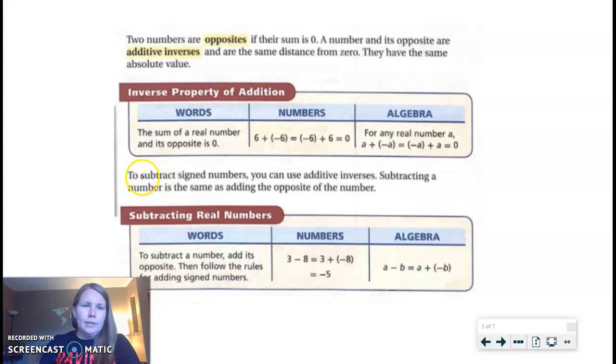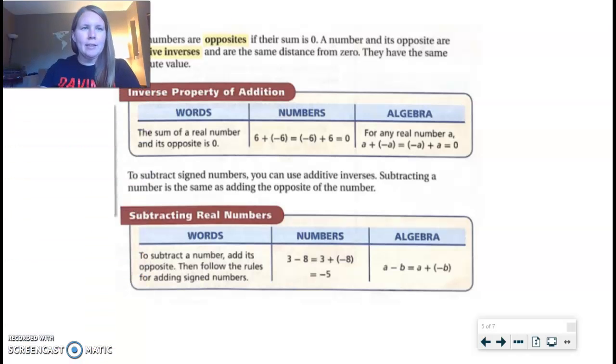Okay. Then, here are our subtraction rules, so we can continue practicing our subtracting. It says to subtract signed numbers, you can use the additive inverse. Subtracting a number is the same as adding the opposite of the number. So to subtract a number, add its opposite, and then follow the rules for adding signs. So basically what we do is we change all of our subtraction into adding the opposite, because this is our additive inverse, and that's why we talk about them together. So all our subtraction we're going to change to adding the opposite.